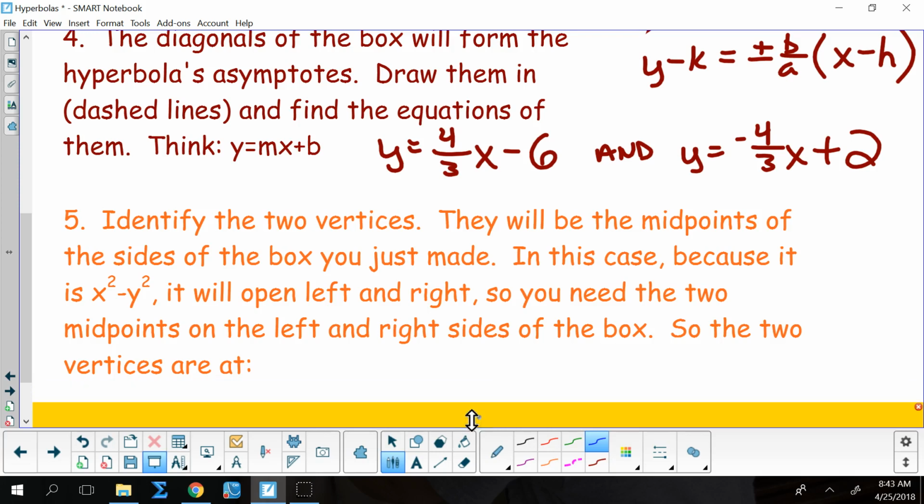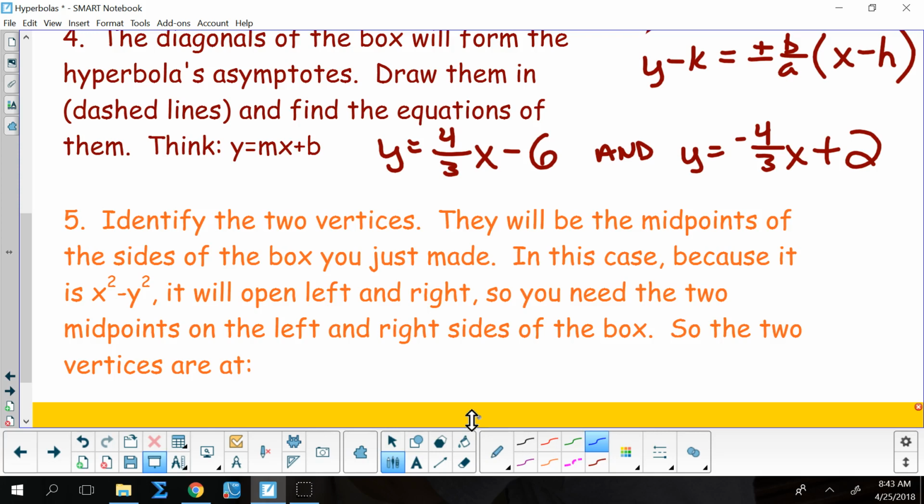In an ellipse, where were the vertices? They were the endpoints of the major axes. Here, in a hyperbola, your vertices are going to be the midpoints of the sides of the box that it opens to.